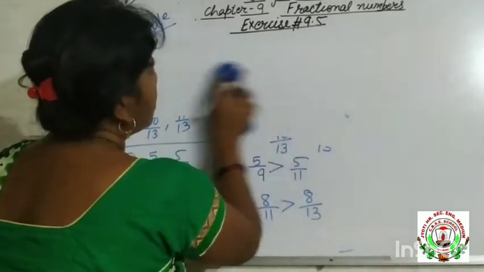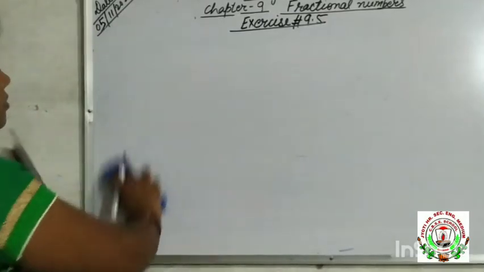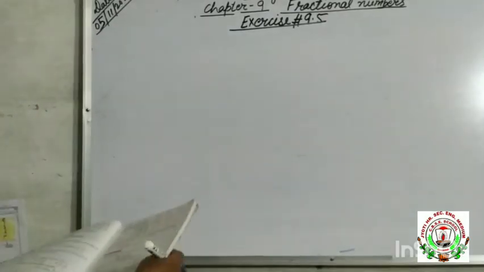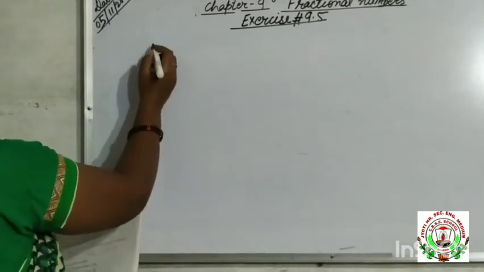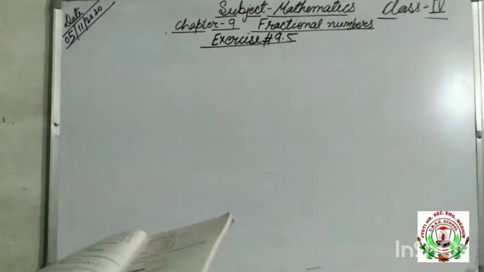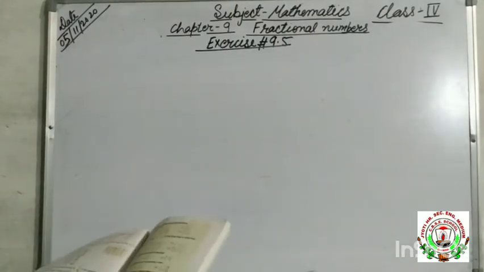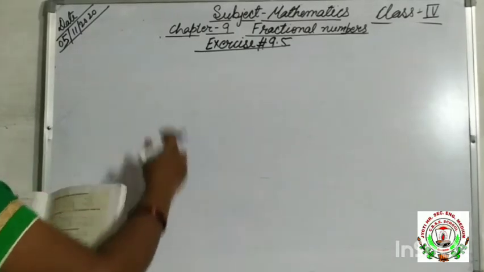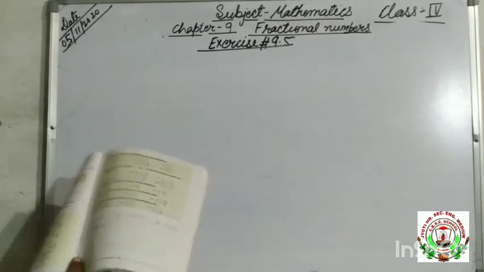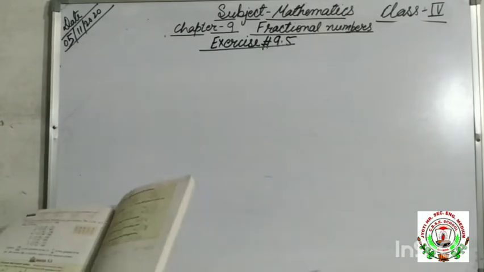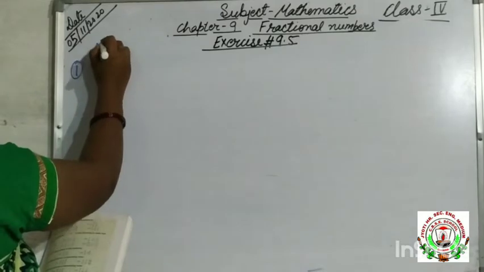Now next we will see unlike fractions, if they are there, then later I will explain to you. It will be in your exercise also. So let us start exercise 9.5. Then we will solve different types of questions and I will explain clearly. Okay, number 1 here, MCQ.